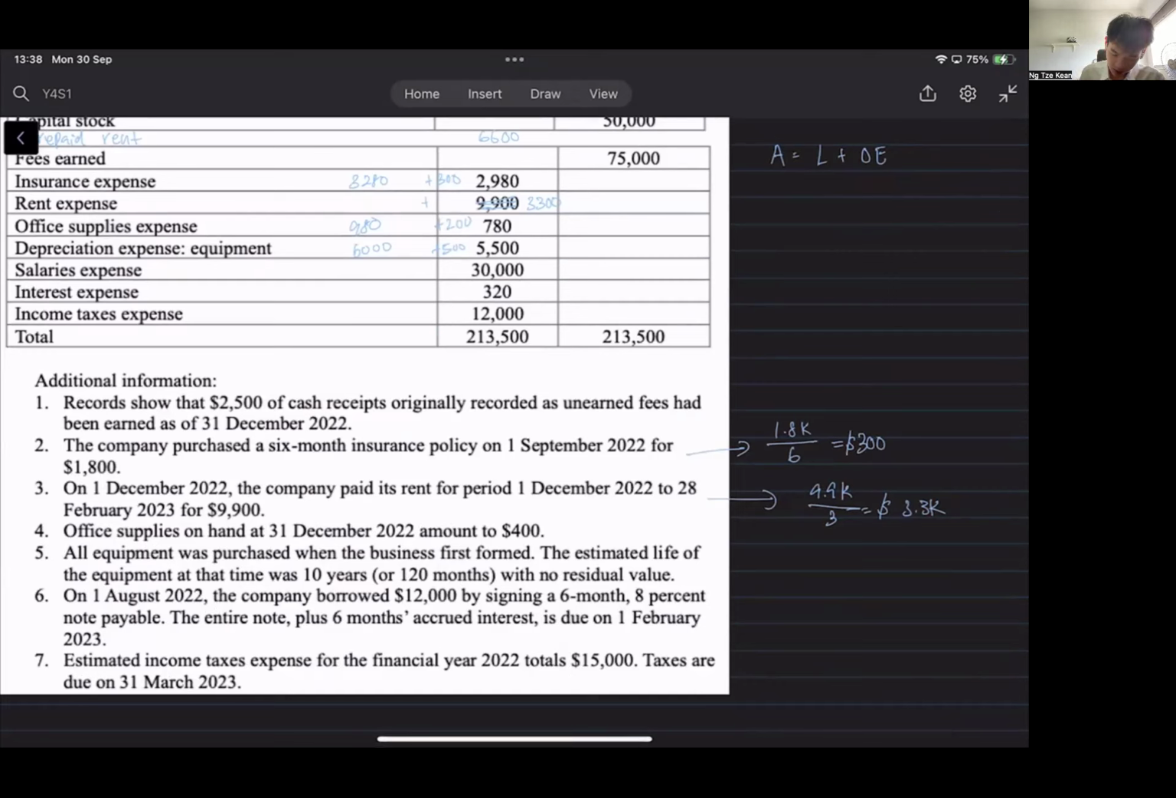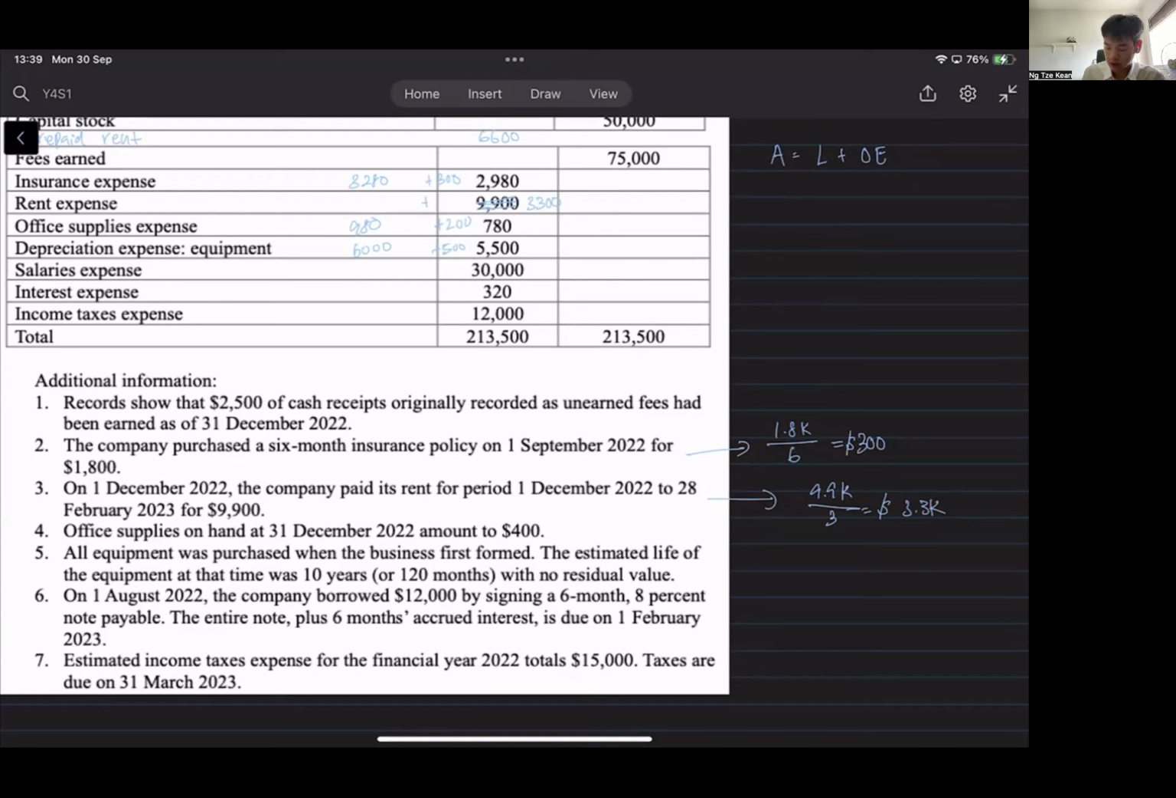So for number six, the company borrowed 12,000, signing a 6 months 8% note payable. And the 6 months in accrued interest is due on 1st of February. So it means that you will not need to pay this note payable until the 1st of February. So when you borrow 12,000, I'm going to assume that this is a simple interest calculation because this is what we are told to do in the course.